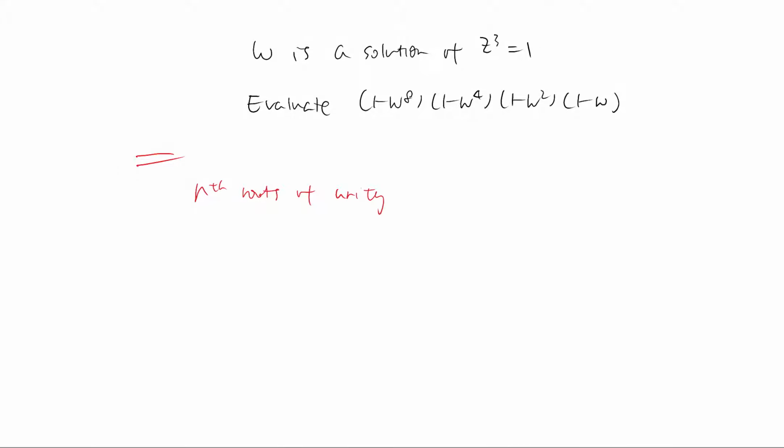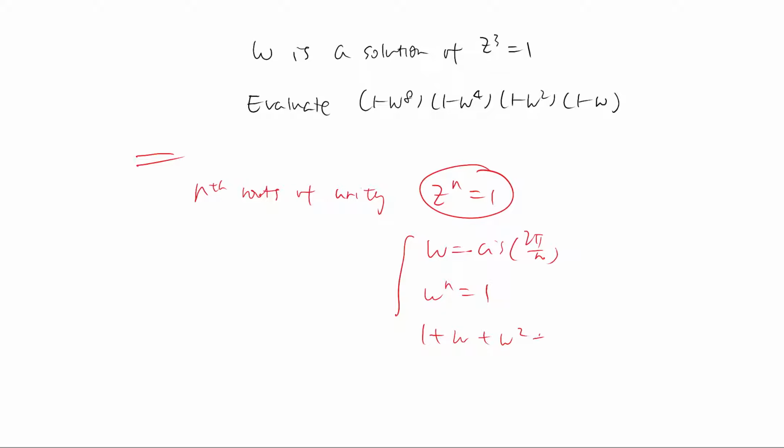We said for nth roots of unity, whenever you see z to the power of n equals 1, you should immediately write down three things. First of all, w equals e to the power of 2 pi i over n. The second is w to the power of n equals 1. The last one is the sum of all the roots equals 0.